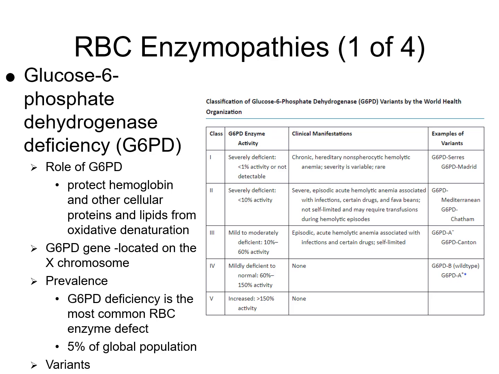For genetics, the G6PD gene is located on the X chromosome, making the deficiency X-linked. This will mostly affect males, but females can be carriers or affected if they are homozygous or have skewed X inactivation. For prevalence, G6PD deficiency is the most common red blood cell enzyme defect worldwide, and it affects approximately 5% of the global population. There are multiple variants that exist with differing enzyme activity levels and clinical severity.